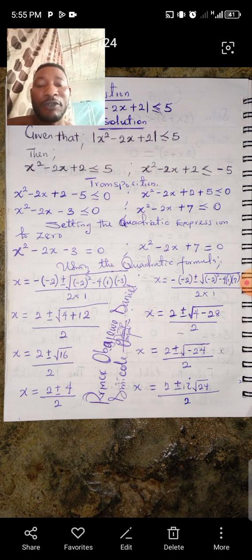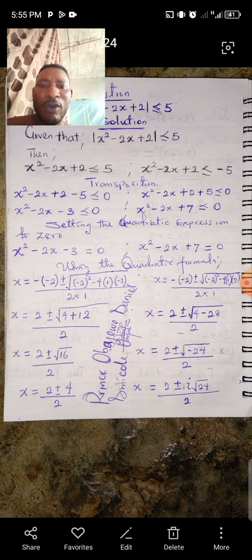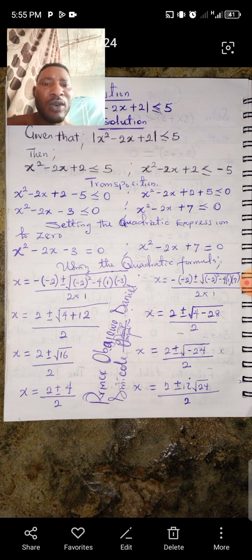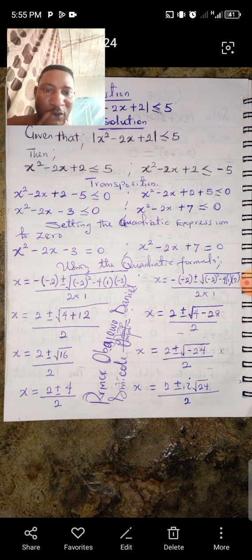So for the first equation, we have x equals minus minus 2 plus or minus the square root of minus 2 all squared minus 4 times 1 times minus 3 all over 2 times 1. And for the second equation, we also have x equals minus minus 2 plus or minus the square root of minus 2 all squared minus 4 times 1 times 7 all over 2 times 1.